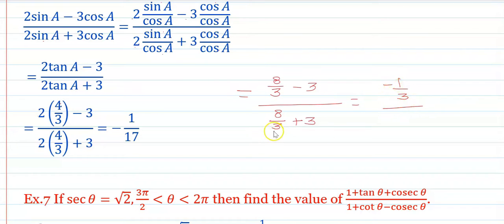What about here? 3 into 3, 9. 9 plus 8, that is 17 upon 3. Again this 3 gets cancelled. You will get minus 1 upon 17. And this is the value.